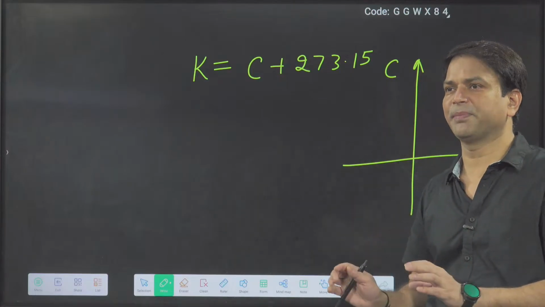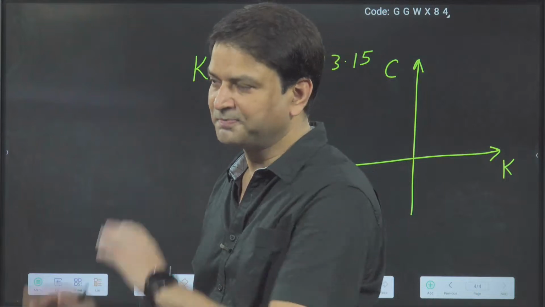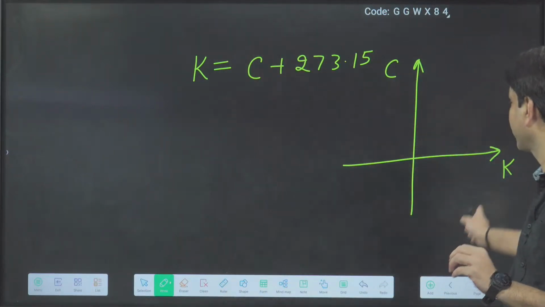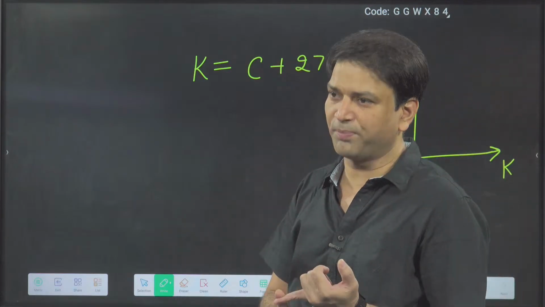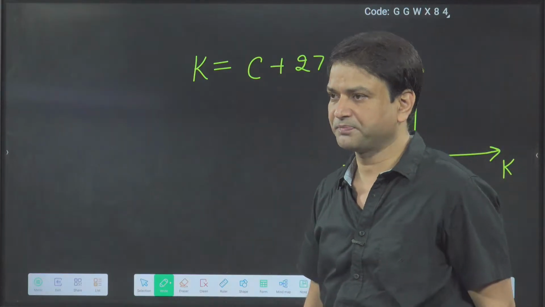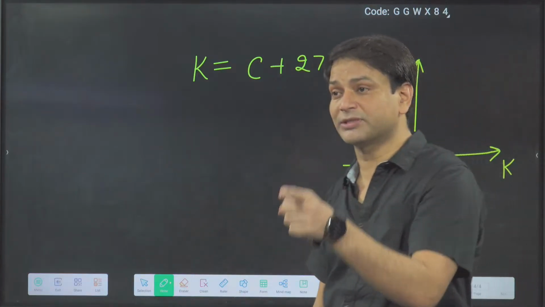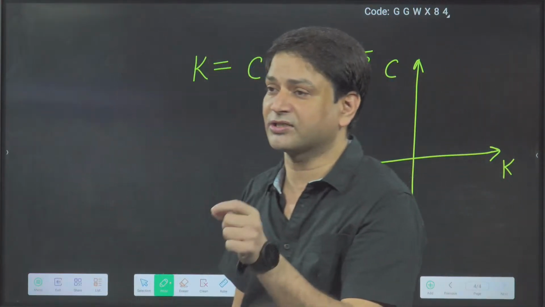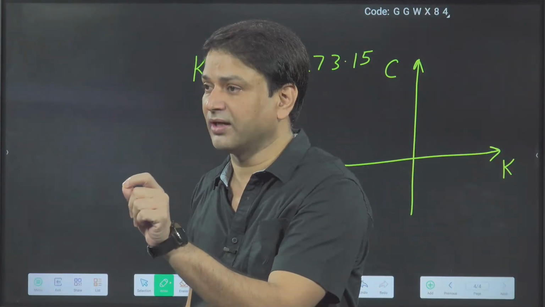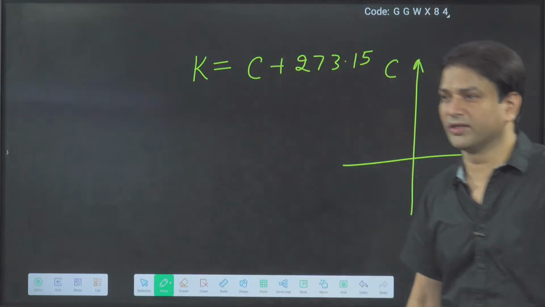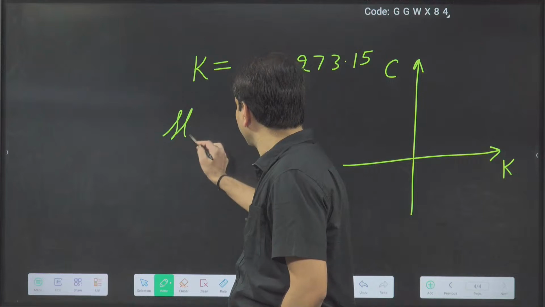K is equal to C plus 273.15. This is the relation. Whether you know it or not, I have written it. Now K I am plotting on the x-axis, C on the y-axis. I am asking the slope, x-intercept and y-intercept. Slope is equal to 1. Nobody will say slope is equal to 45. This is the common mistake students are doing. Sometimes they say the angle, but slope is tan theta. So slope is equal to 1.